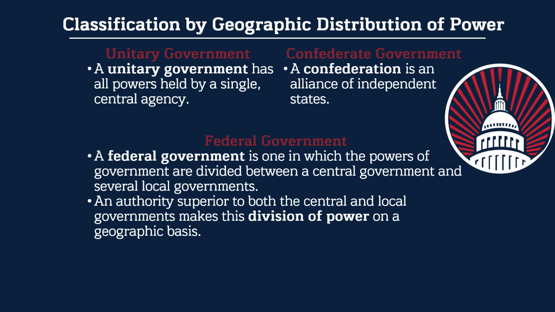And then there is a federal government. A federal government is one in which the powers of the government are divided between a central government and several local governments. An authority superior to both the central and the local governments made the division of power on a geographical basis.